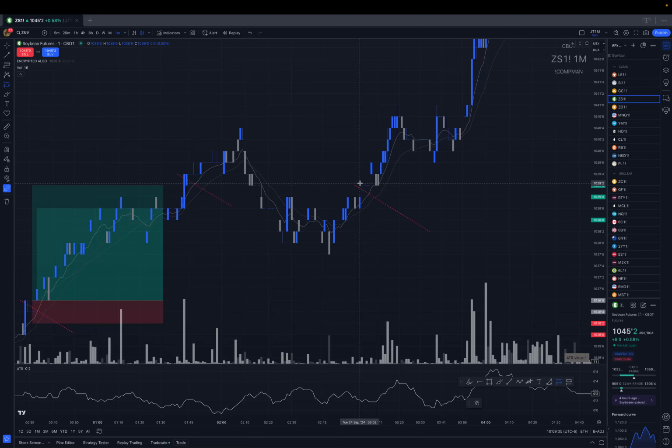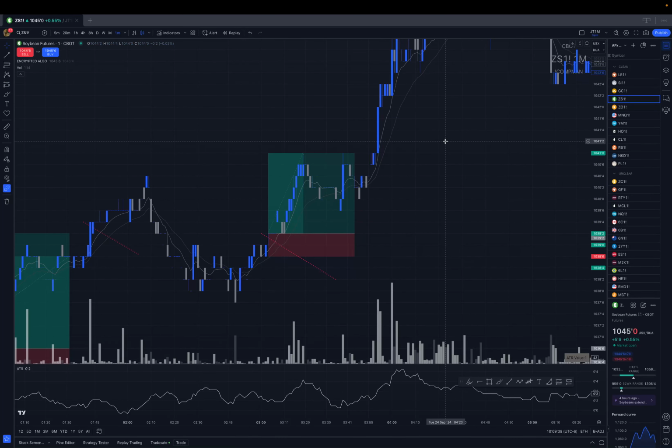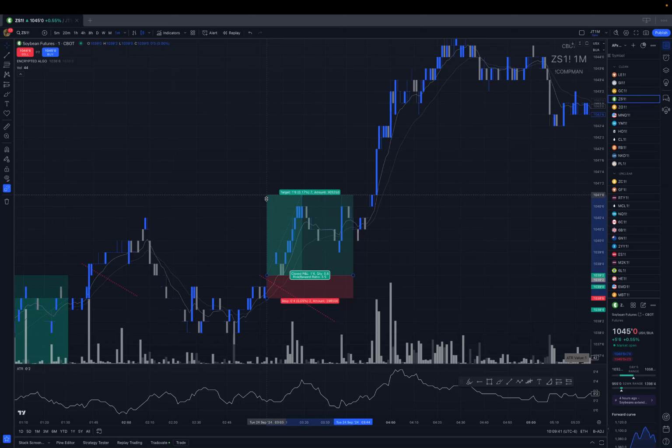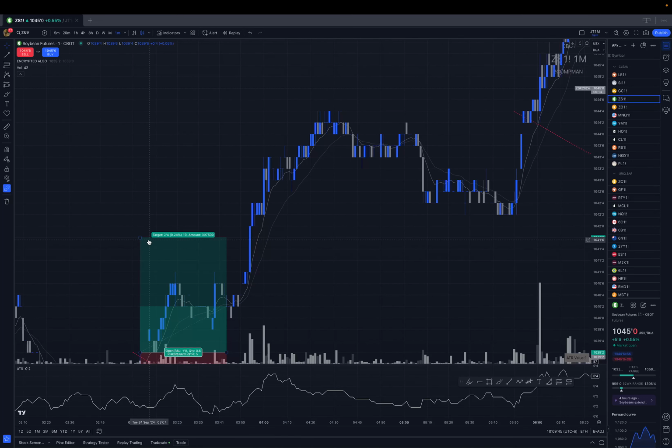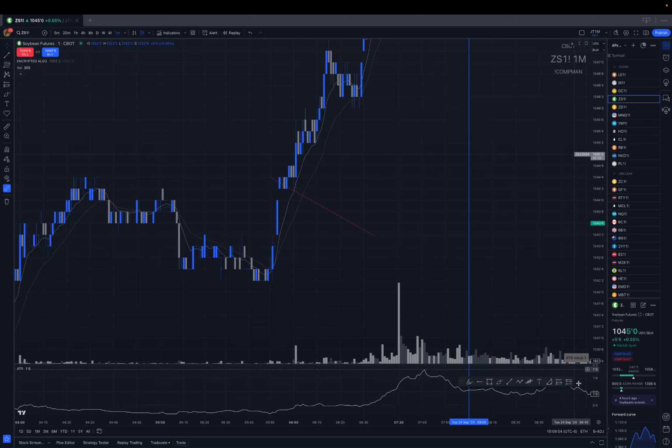Another entry over this high. Probably like ATR low, something like that. Still nothing to manage to. Managing to here. And then managing to here. And then to here. And then maybe one more to here. So like 8.5R. And then last one would have been to this high.